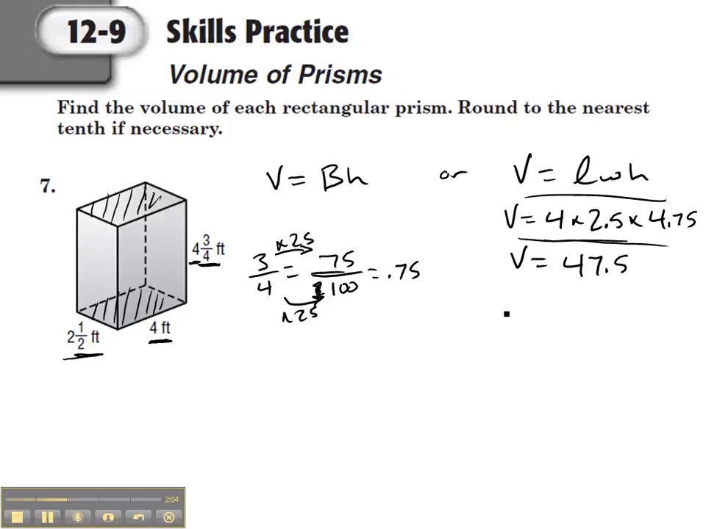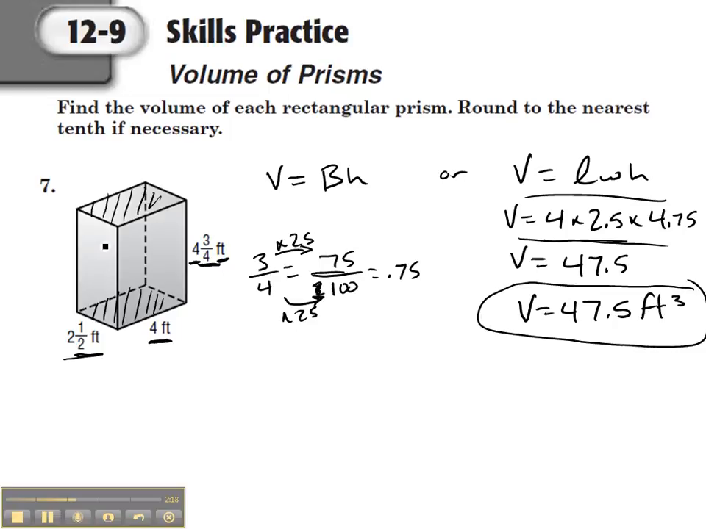And then you just need to remember the units are feet, but since it's volume, it's feet cubed. Because volume means how many cubes would fit inside that three-dimensional figure. So it's feet cubed, feet times feet times feet.